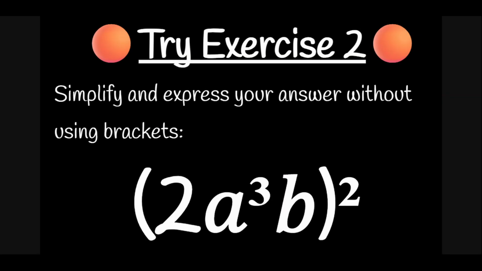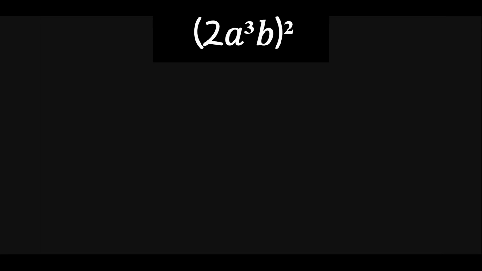Now for the second try exercise, as you can see, 2a raised to power 3b all raised to power 2. That power of 2 belongs to everything in that bracket based on the law of power of a product as we learned in the main lesson. So we are going to apply that power of 2 to all the items in that bracket. So that will give us 2 to the power of 2, a to the power of 3, all to the power of 2, b to the power of 2.